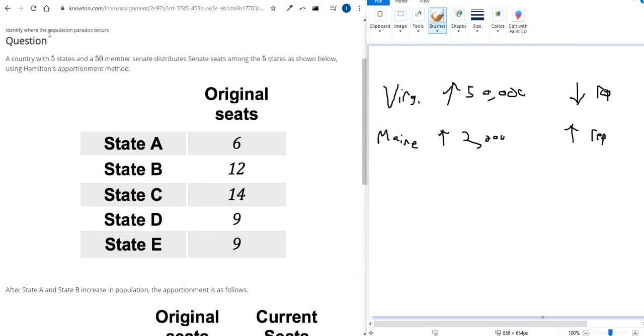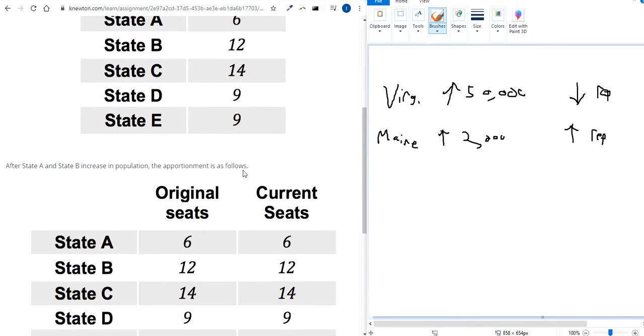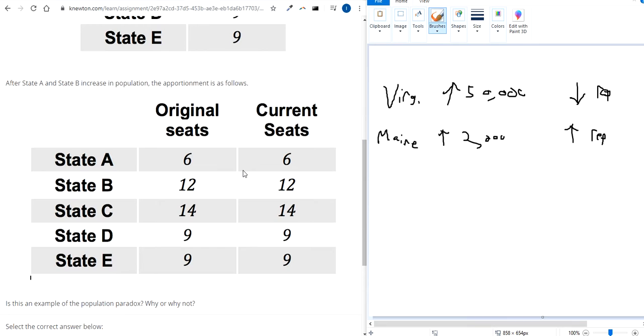Okay, so let's check out this example. A country with 5 states and a 50-member Senate distributes Senate seats among the 5 states. So State A gets 6 senators, State B gets 12 senators, etc., etc. After State A and State B increase in population, here's the new apportionment.